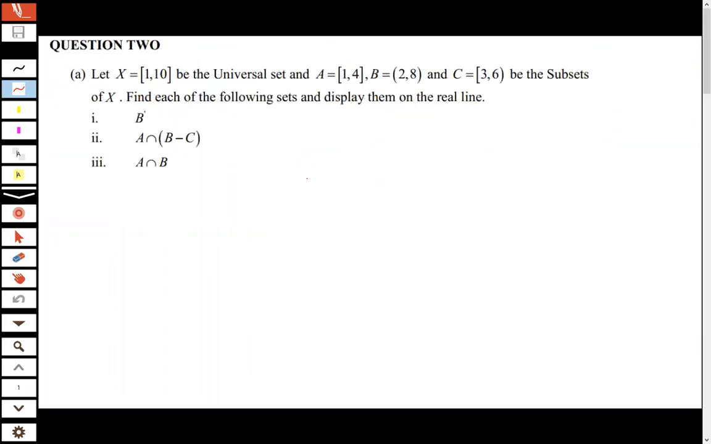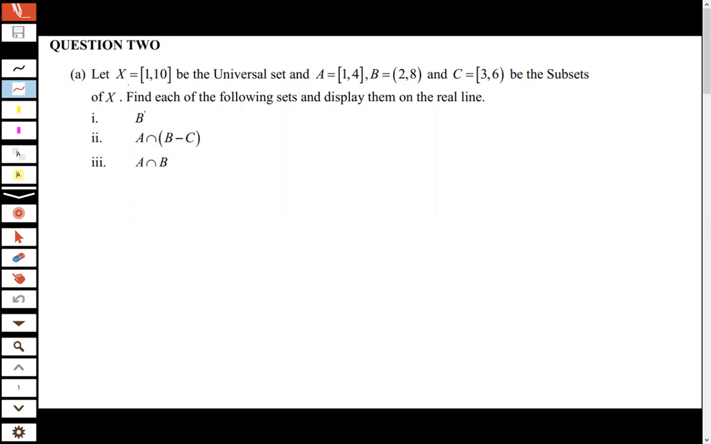Okay, so for this first question, it's asking us to find B complement, A intersection B minus C, and A intersection B. The most important thing you need to do when dealing with sets, and even any other question in mathematics, is to first understand the question. So the question here is saying, let X be equal to open brackets 1, 10, and then the universal set.